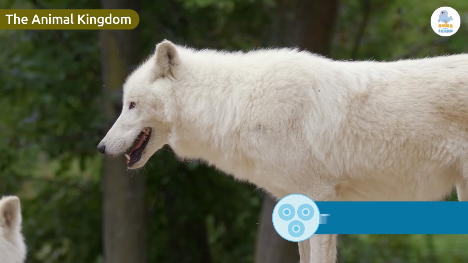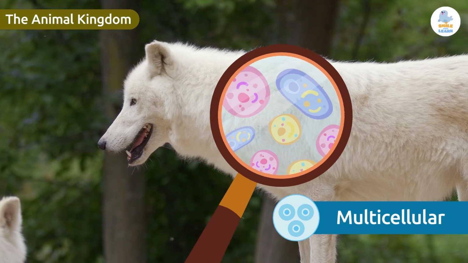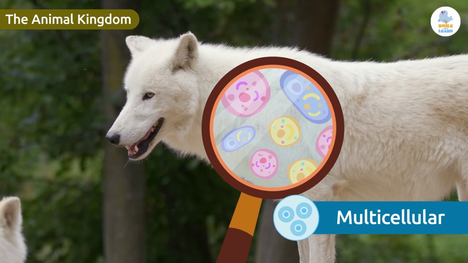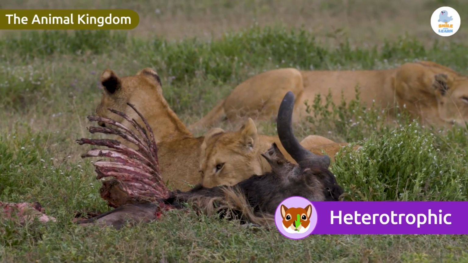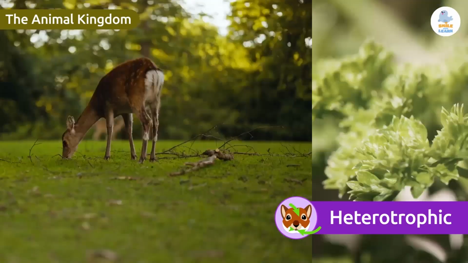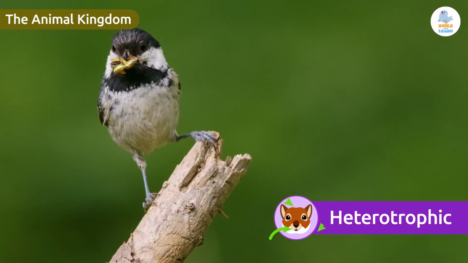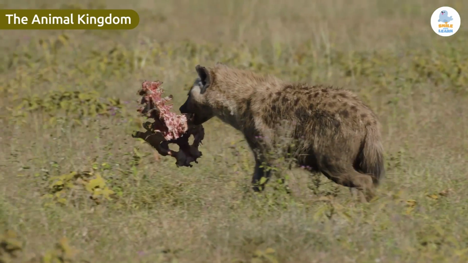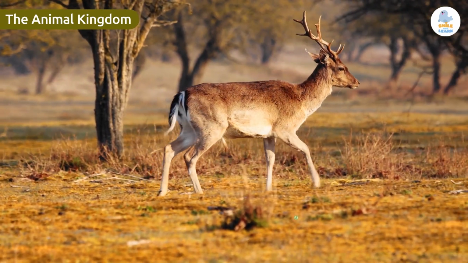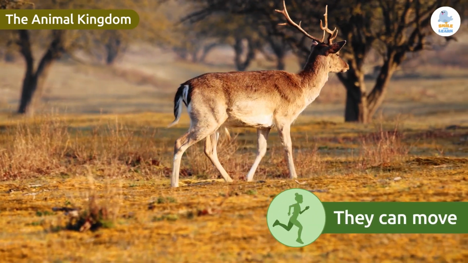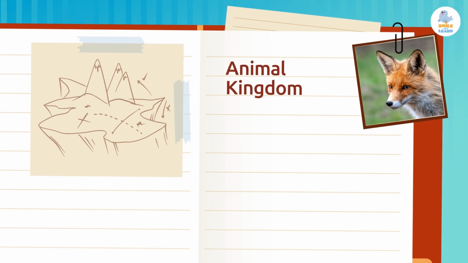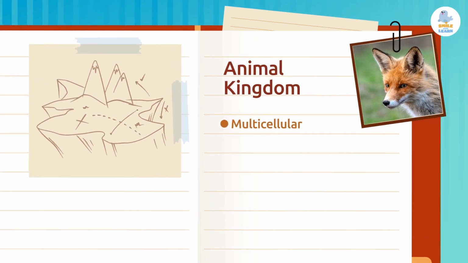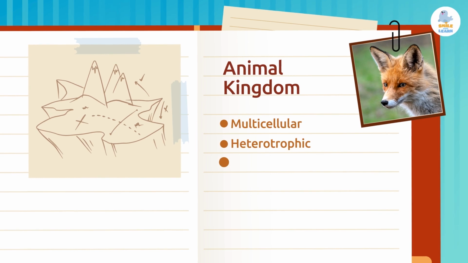Animals are multicellular. That means that they're made up of more than one cell. Interesting. All animals are heterotrophic, which means that they eat other organisms to get the substances they need to survive. Another important characteristic of the animal kingdom is that almost all of them can move on their own. So, the characteristics of the animal kingdom are the following. They're multicellular, heterotrophic, and most of them can move on their own.